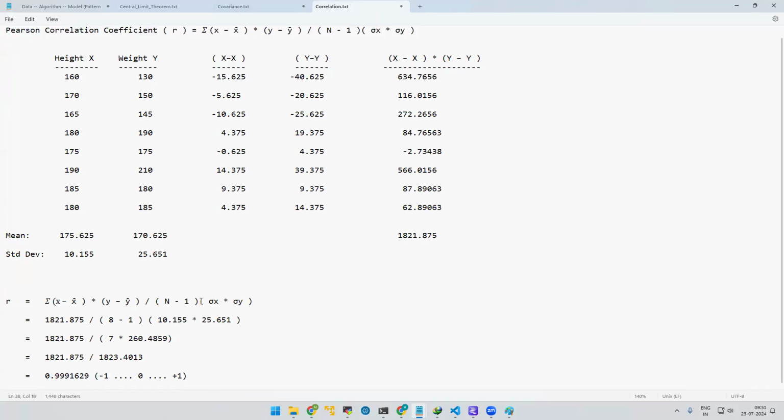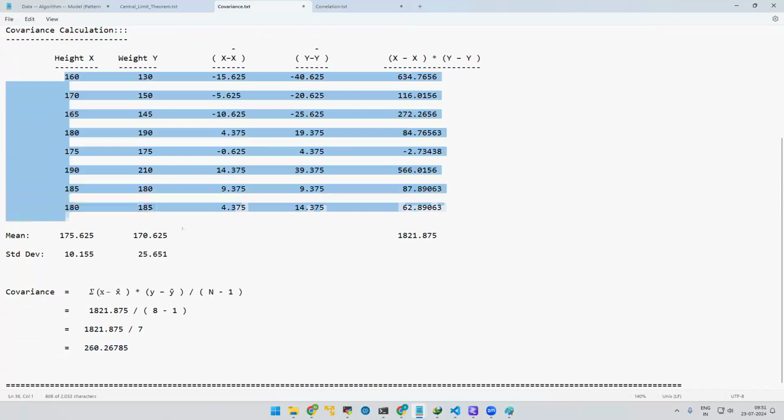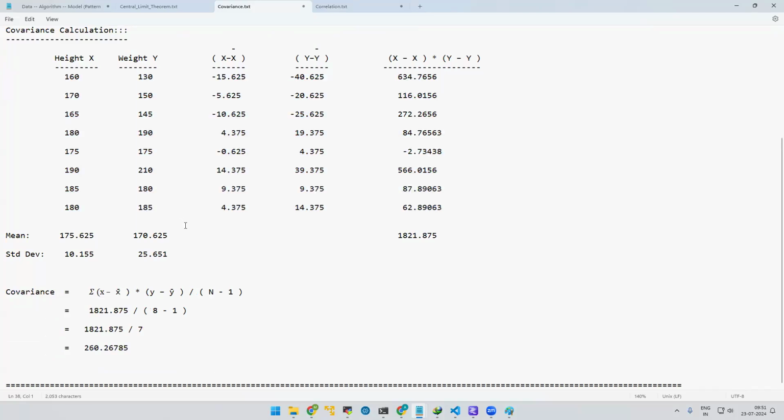Okay, by dividing by standard deviations. Otherwise, it is almost impossible with this number to judge whether height increases, weight will increase or not. Right? So, any questions on covariance and correlation?